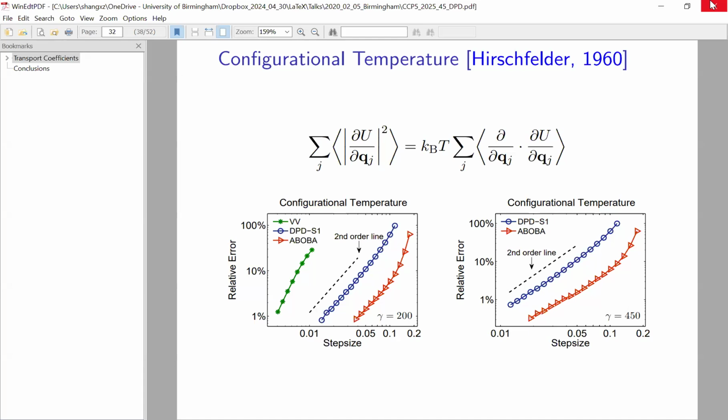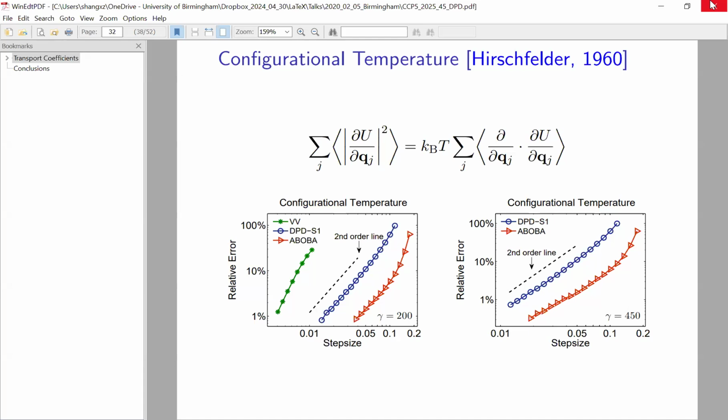As you can see, it becomes unstable when the step size is about 1.01. But the other two can use much larger step sizes. And if we use a much larger friction coefficient, the velocity Verlet already became unstable, so we didn't include it in this plot. But again, we can see in both cases the one I propose is much better than the shadowless method. For example, if we use a fixed step size, say 0.05, the relative error is about 1%, but the shadowless is about 10%.